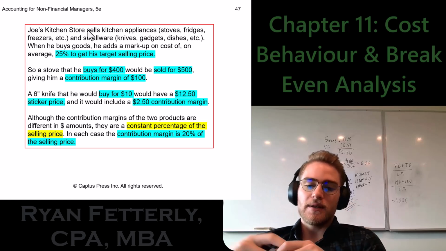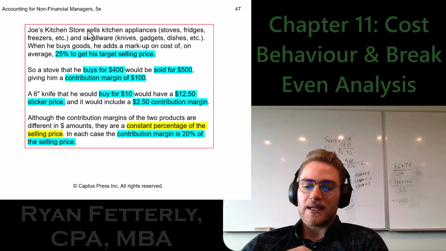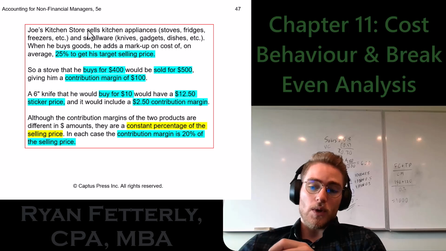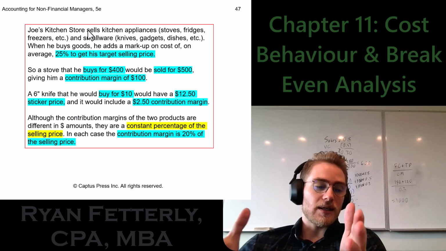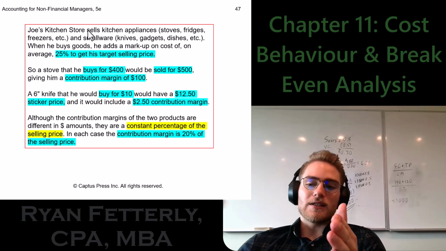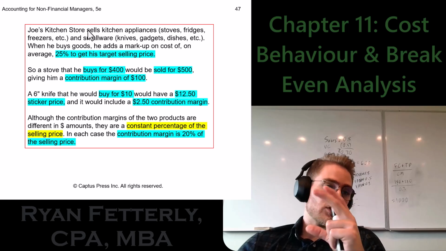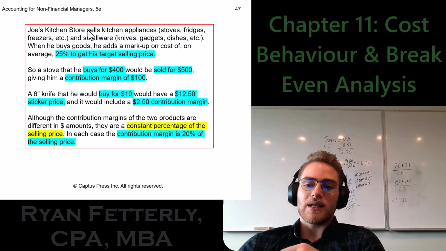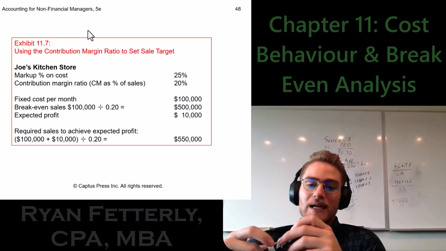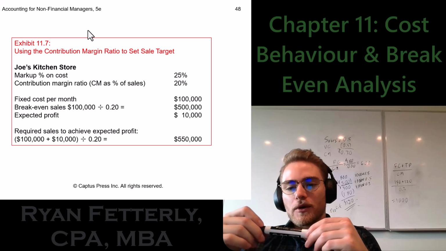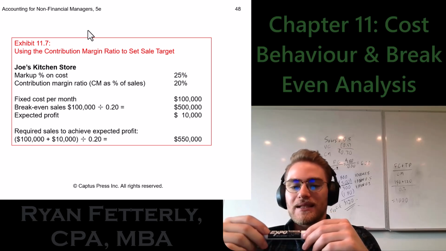So it's a constant percentage of the selling price, and the contribution margins are going to be 20%, right? Because $2.50 divided by $12.50 sales is going to be 20%, just like $100, right? And basically, contribution margin divided by $500 in sales is also going to get me 20%. So it's constant between the two units, even though they're sold at vastly different prices and vastly different contribution margins. So, using the contribution margin ratio to set a sales target.